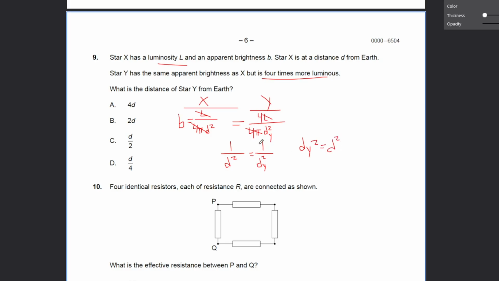I'm missing this 4, there should be a 4 here. Yes. So instead of d squared, it is equal to 4d squared. So dy is equal to the square root of 4d squared, and that is just 2d. So the answer is B.